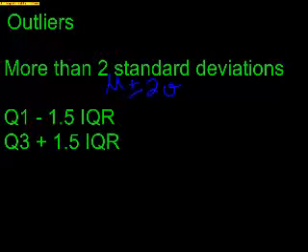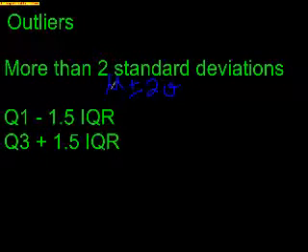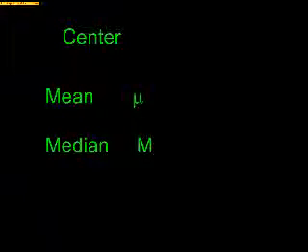And here's our center. Centers are measured either with the mean or with the median. Now you'll notice on this last slide that I put mean and standard deviation together, and I put median and IQR together. Let's go back to center. Sorry about that. And there's a reason for that. The reason is that mean and standard deviation go together, and median and IQR go together.